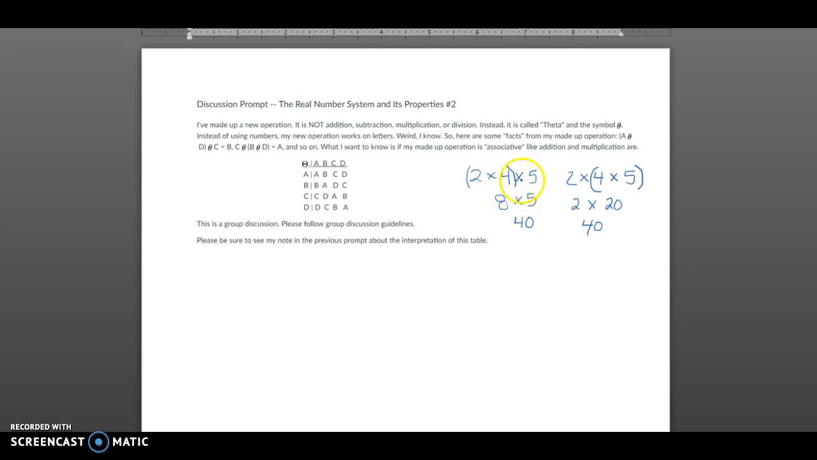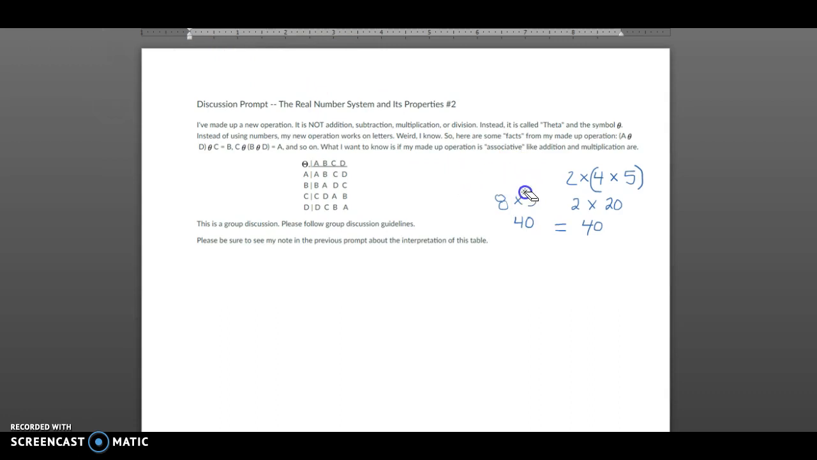You've got to do 2 operations. It doesn't matter which one you do first. That's what it boils down to. With multiplication, it doesn't matter which you do first. You can do the 2 times 4 first, or you can do the 4 times 5 first, and it's going to get the exact same answer. All right, let me grab my eraser here.